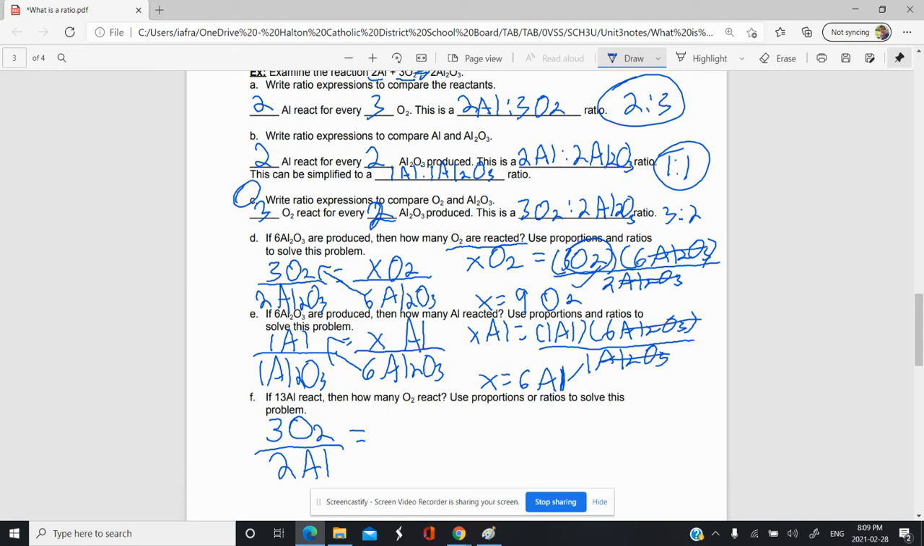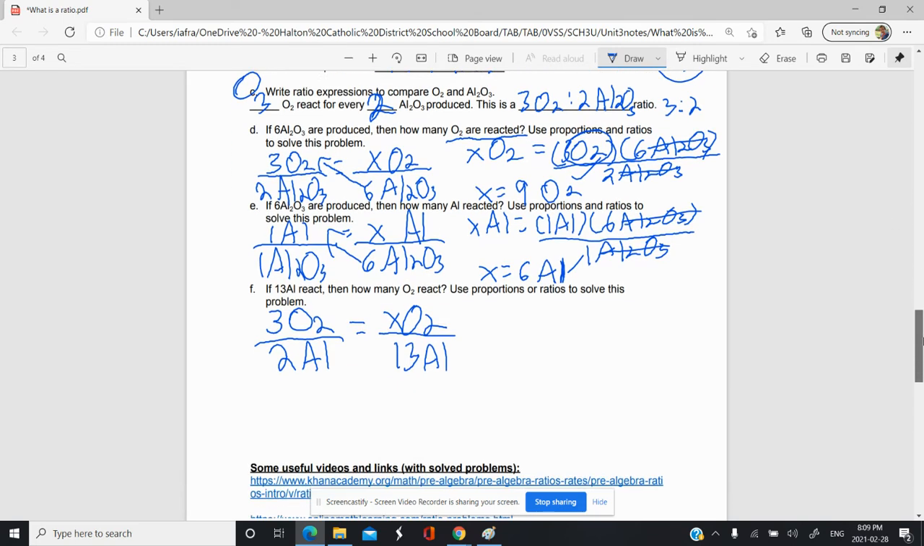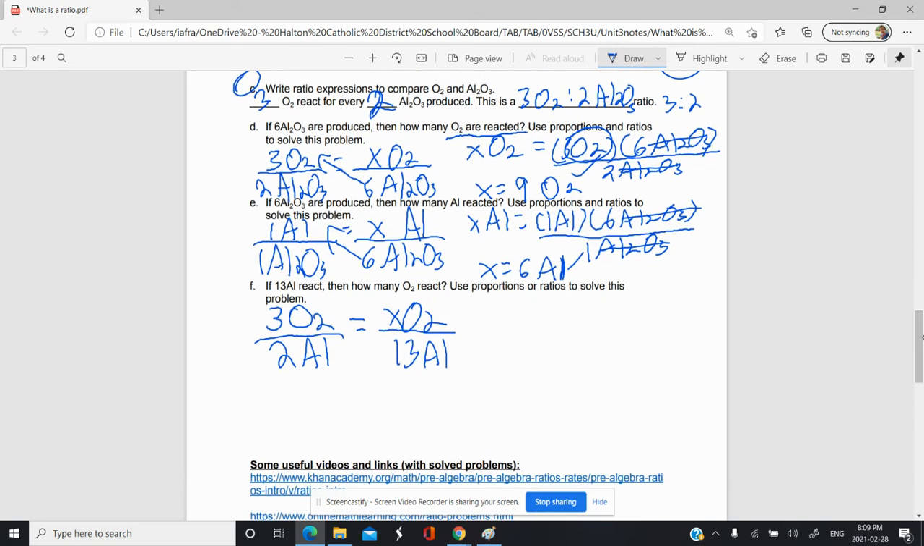And I have 13 Als. And I need to figure out how many O2s I have. So we're going to do a cross multiplication. So we'll get the amount of O2 is equal to 3 O2 times 13 Al over 2 Al.